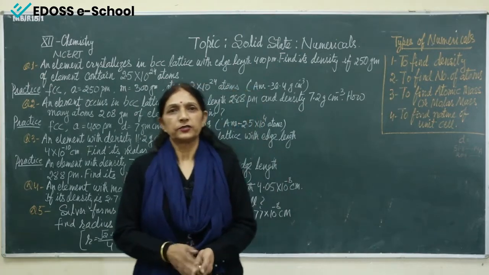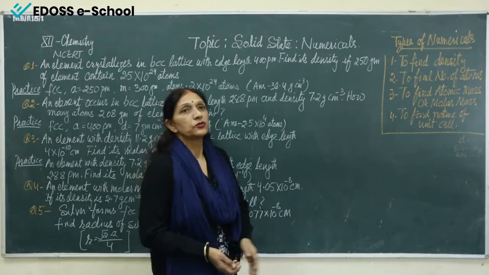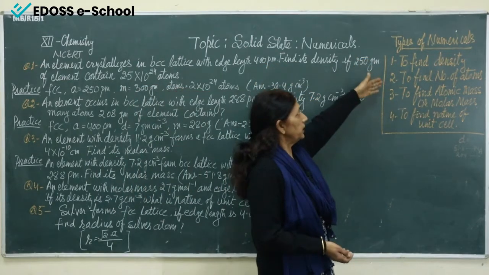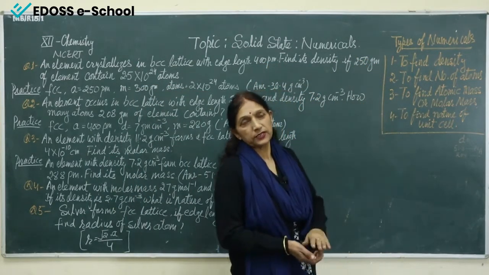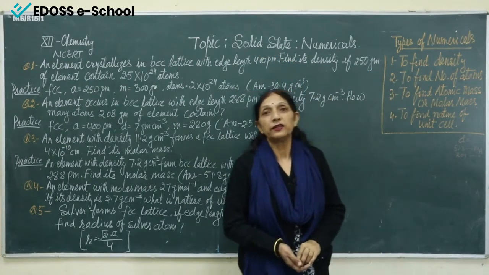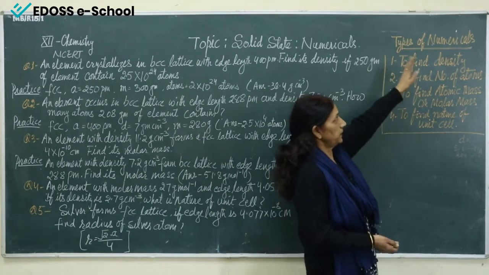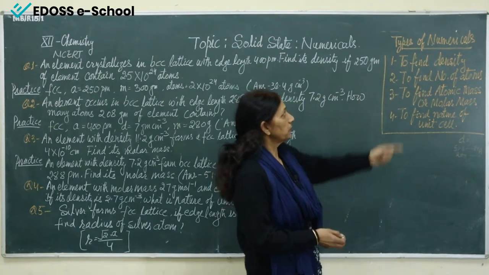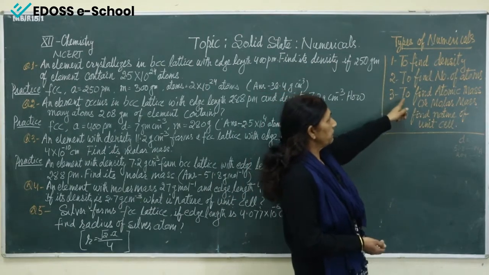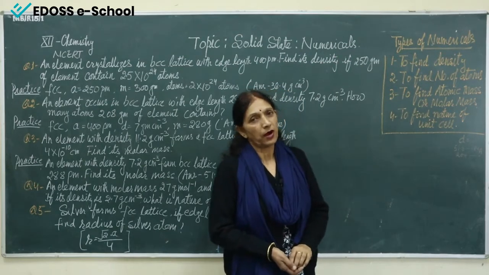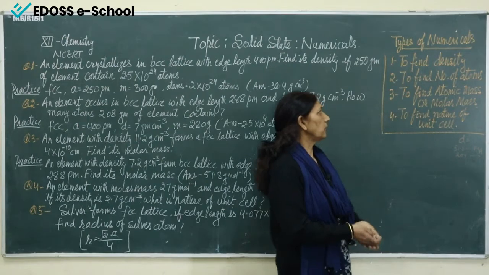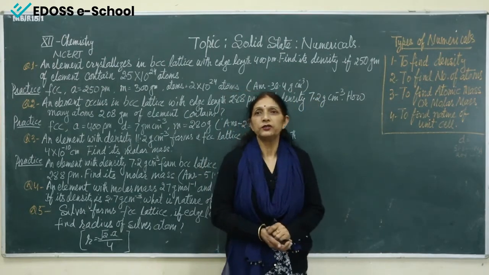So today we will discuss how to solve the numericals from the solid state chapter. First of all, there are 4 types of numericals based on solid state. First type, we have to find the density. Second type is based on finding the number of atoms. Third type is how to find the atomic mass or molar mass. And fourth type of numericals are based on how to find the nature of the unit cell.